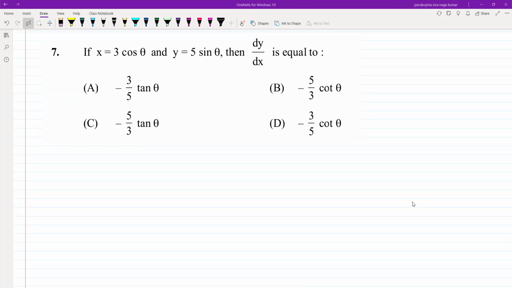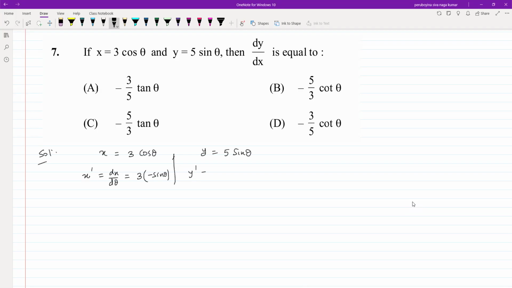Problem number 7. If x is equal to 3 cos theta and y is equal to 5 sin theta, then what is dy by dx? First we will calculate x dash. So x dash, according to the third parameter, a third variable, it depends. Here theta is the third variable, so you can write x dash as dx by d theta. And 3 into, we know that cos derivative is minus sine.